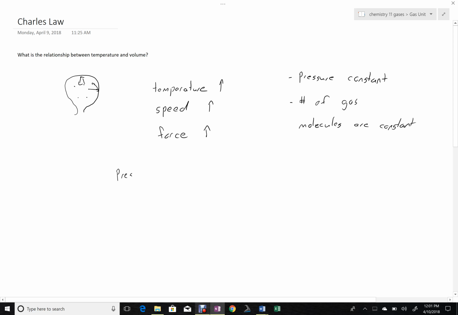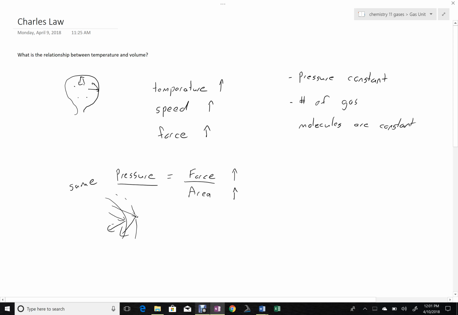Pressure is force per unit area. So if the force goes up and the pressure has to stay the same, then the area that those gas molecules are hitting over must also increase, so that these two increases can cancel each other out, leaving the pressure the same. Or, as those gas molecules hit the inside of the balloon harder, they can push that side of the balloon further out because of their increased speed.